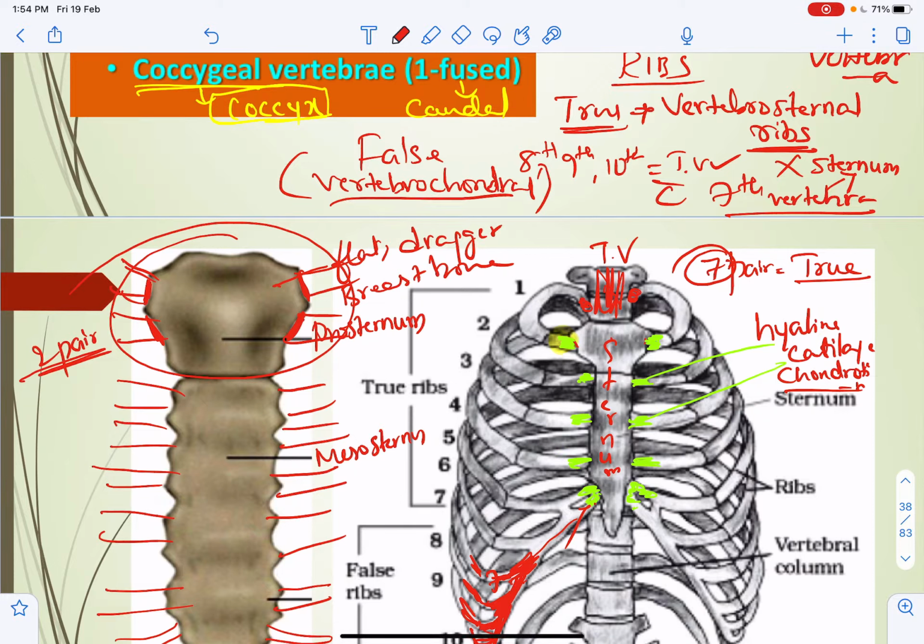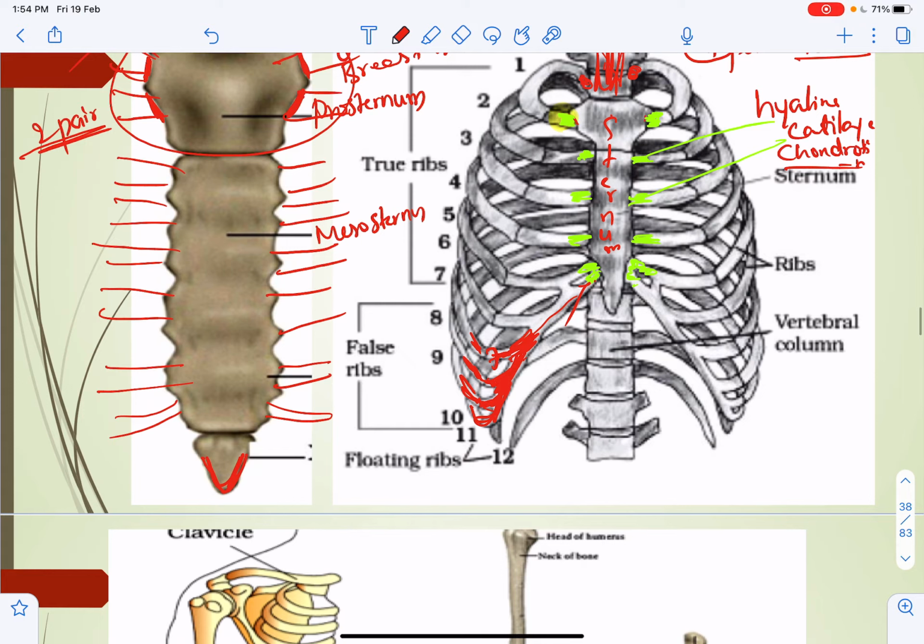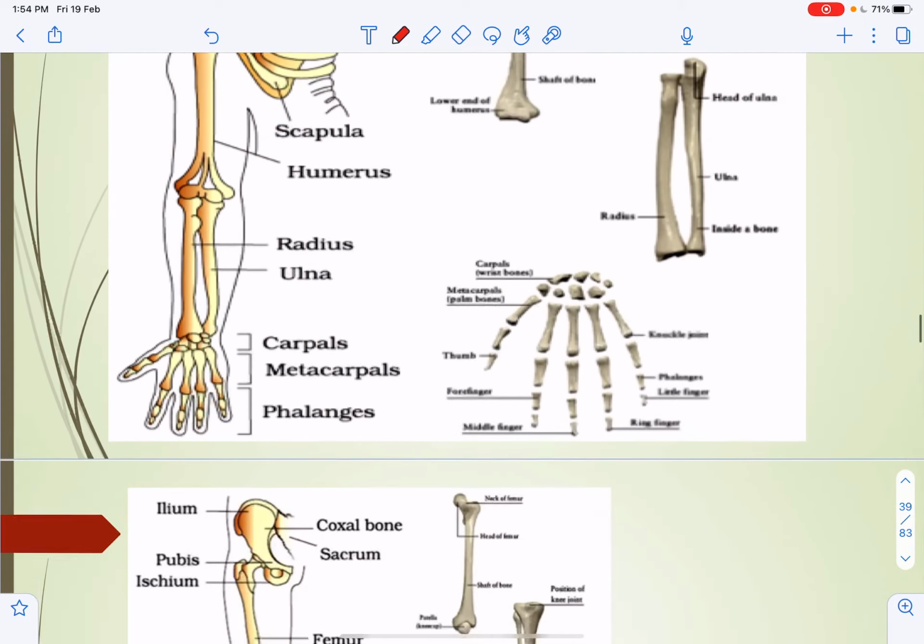So this is what you have to keep in mind. And the 11th and 12th pair, which are floating ribs, are attached dorsally but ventrally they are free, hence they are called floating ribs. These two are floating ribs. So with this we can conclude.